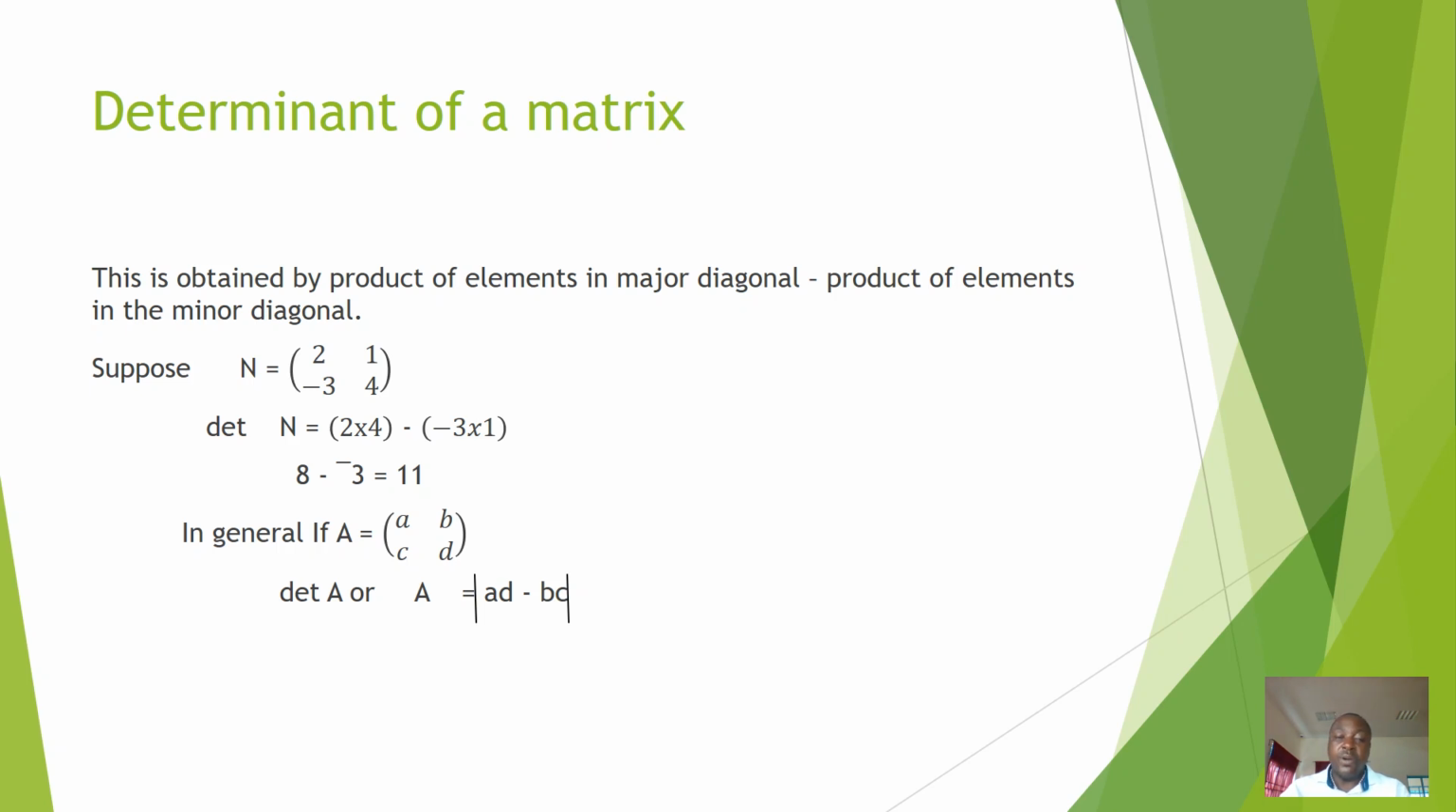In general, if matrix A is equal to a, b, c and d, we write det A, or if we don't write det A, we write the magnitude of the determinant, the magnitude of the matrix. Those straight lines show magnitude, so they represent the determinant. If I don't write the word, I can use those symbols to help us find the determinant. So the determinant of A is ad minus bc.